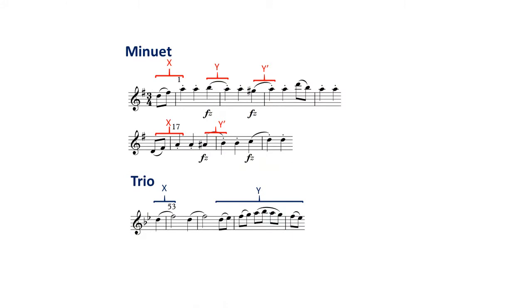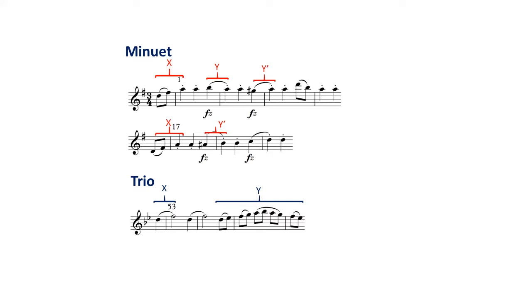So just before we listen, here are the motifs that Haydn uses to listen out for in this minuet and trio. He uses the material very economically, as you would expect from Haydn, with a lot of use of this rising arpeggio X material and this Y auxiliary note, which happens both descending and ascending. And you'll see as you go through the movement that material appears and reappears all the time.